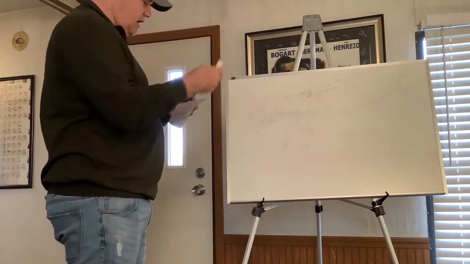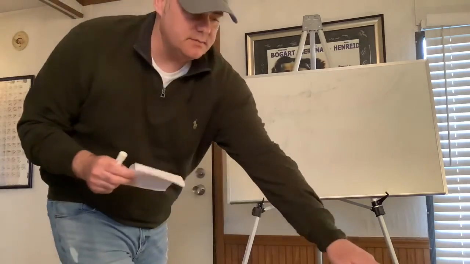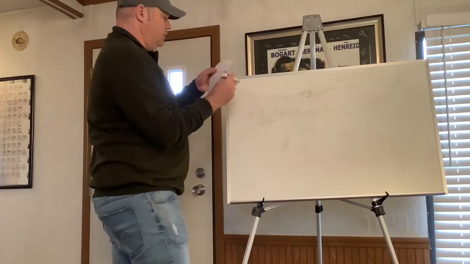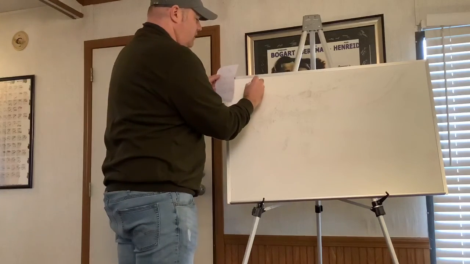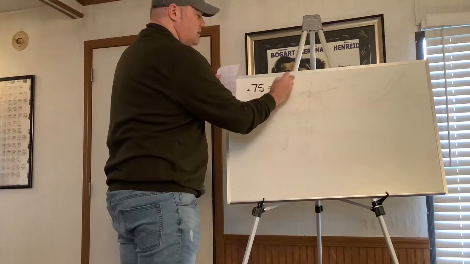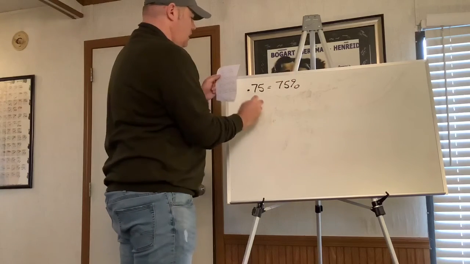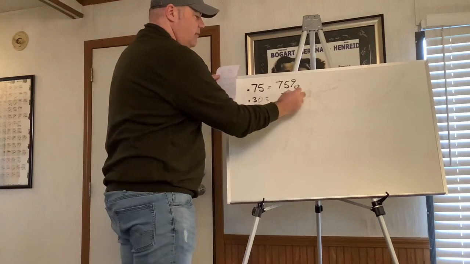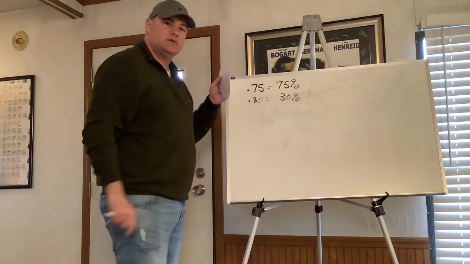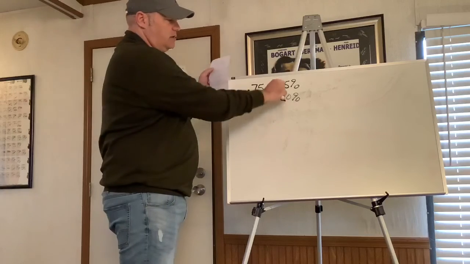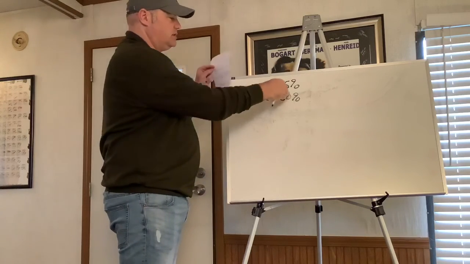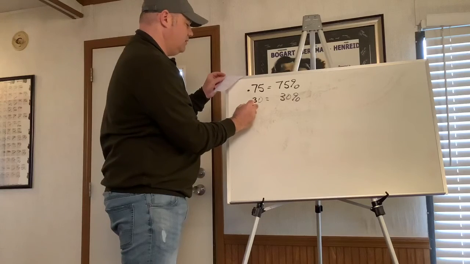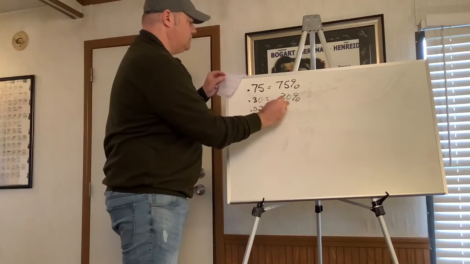Yesterday I had you turn these decimals into percents, so let's check those. The first one was 0.75, so that should be 75%. 0.30 should have come out to 30%. Remember, what you're doing on these is moving the decimal 2 times to the right, and then you put your percent sign so that you can see that it's a percent now. 0.02 comes out to 2%.